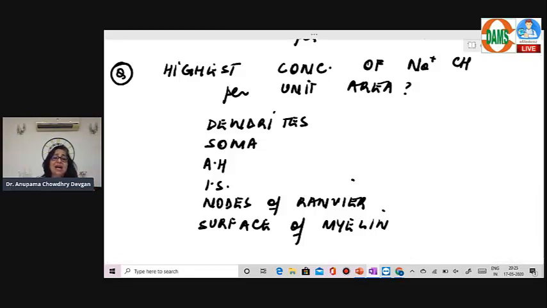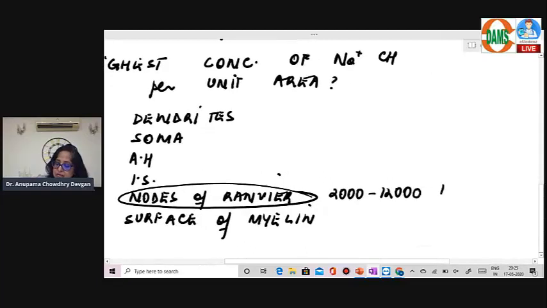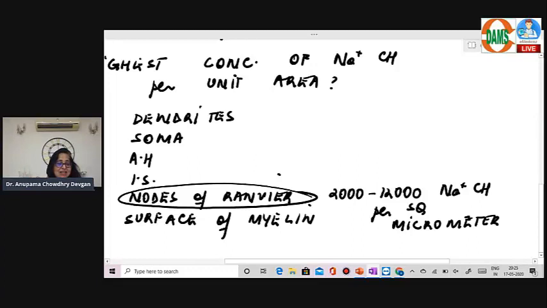Axon hillock and initial segment have a high concentration, but the highest is present at the nodes of Ranvier. Nodes of Ranvier have 2,000 to 12,000 sodium channels per square micrometer. Least will be on the surface of myelin, which has less than 25 channels per square micrometer. This is going to be the least number of sodium channels.